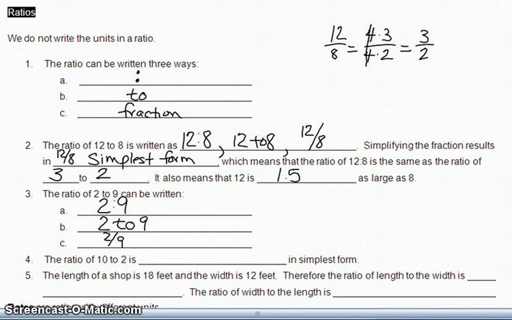Looking at number 4, the ratio of 10 to 2 can be written 10 to 2, and I'm just going to write it one way, or in simplest form 5 to 1, which would simply be 5. But for a ratio, we want to include that 1 in the denominator.